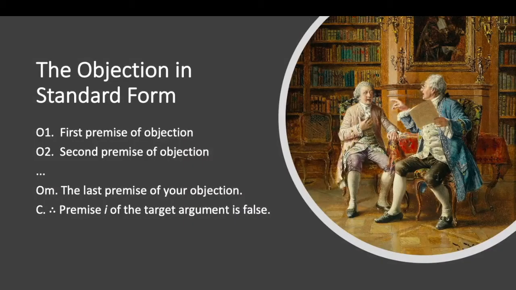And this is what an objection in standard form looks like. You have the first premise of the objection, the second premise of the objection, all the way up to the last premise of your objection, which leads necessarily to the conclusion. And the conclusion of an objection is that premise I, which means whichever premise in the target argument that you've selected, premise I of the target argument is false. So an objection attacks a premise of a target argument and tries to demonstrate that it's false.